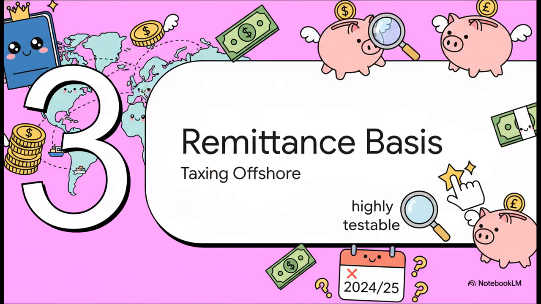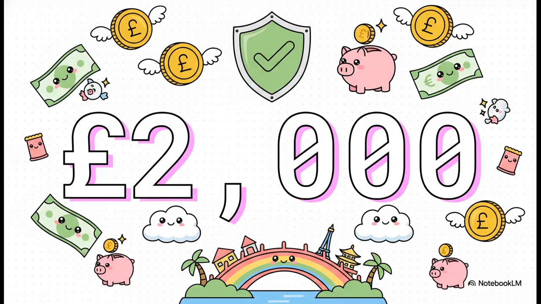All right, let's look at Section 3, Remittance basis and exemptions. Pay very close attention here, as this is highly testable for the 2024/25 syllabus before the rules change entirely. There's a crucial £2,000 threshold you have to remember. If a non-UK domicile taxpayer's unremitted overseas income and gains stay strictly below £2,000 for the tax year, the remittance basis applies completely automatically. They don't even have to claim it. And wonderfully, they don't lose any of their tax allowances.